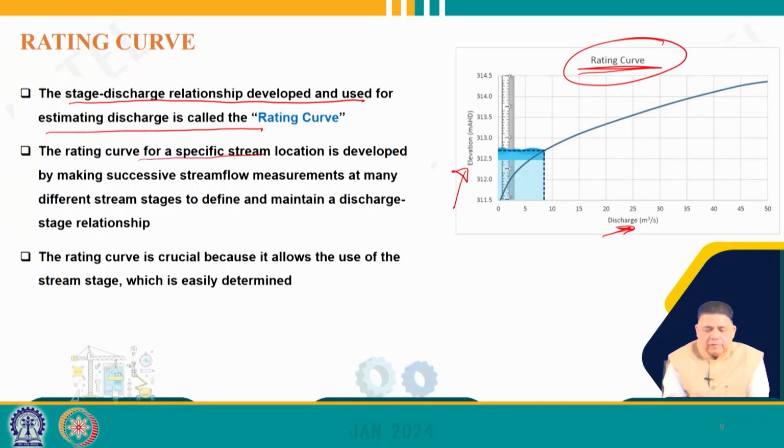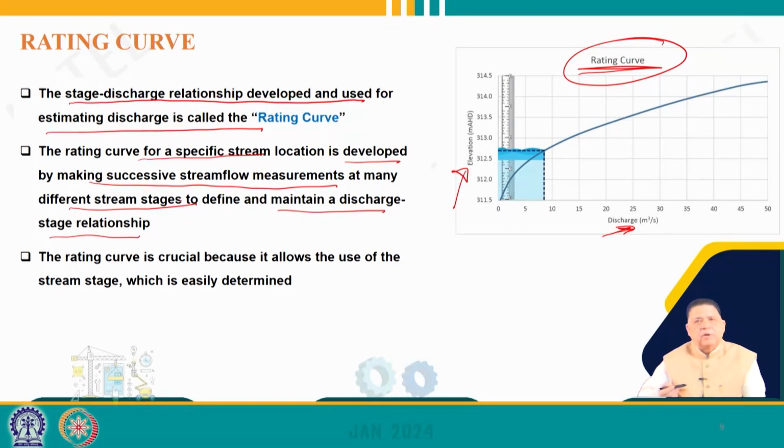The rating curve for a specific stream location is developed by making successive stream flow measurements at many stream stages to define and maintain a discharge stage relationship. That we already discussed earlier also, that of course, we have to conduct experiments or measure flow at different stages in order to be able to develop this stage discharge curve or rating curve. And it is crucial because it allows the use of the stream stage, which is easily determined. So, just now we discussed that we measure the stage, and using the rating curve we can find out what is the stream flow in a given river.